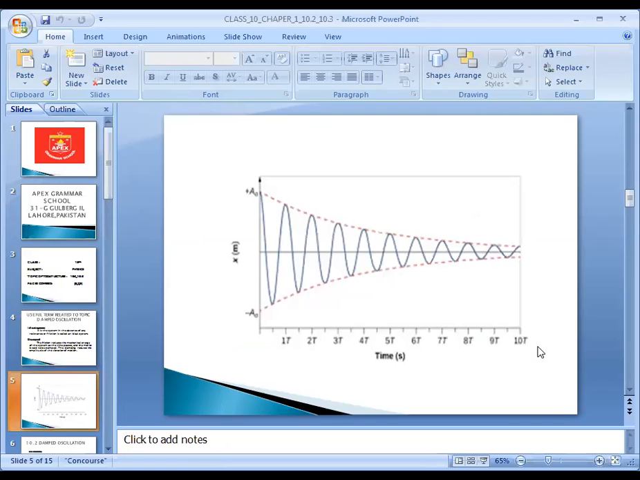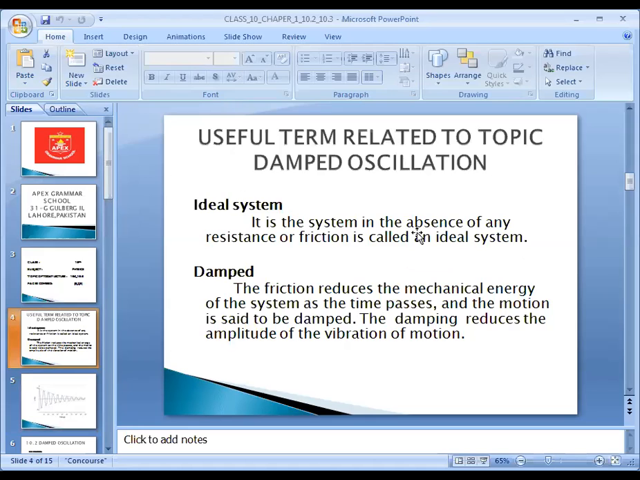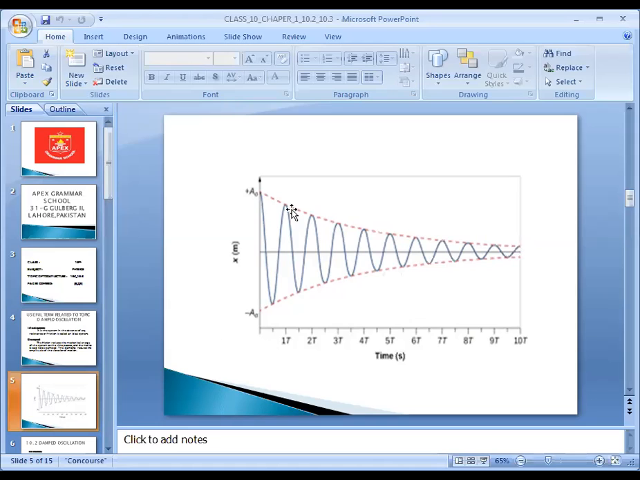Suppose you have a graph between time and displacement, where displacement is taken on the y-axis and time is taken on the x-axis. What is happening? I am explaining the term damped. In this case, when I throw the ball, the amplitude of the ball is very high, but as time passes, the amplitude goes on decreasing. Look, the amplitude here is more. Here the amplitude is reduced, and here it is reduced even more. As time passes, the amplitude keeps decreasing.